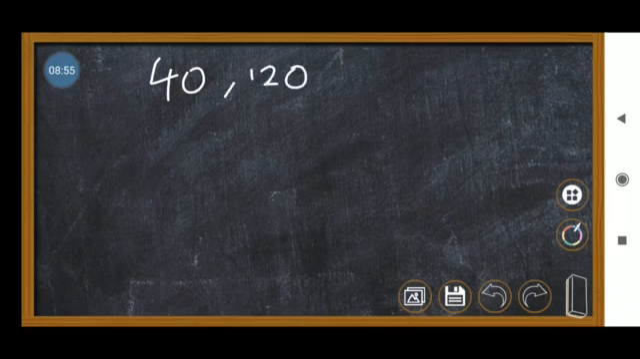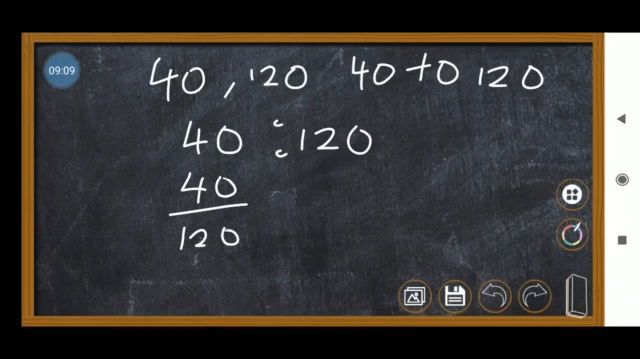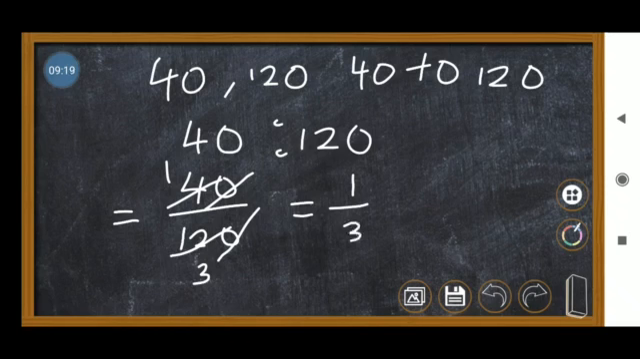Okay, the next two numbers. What are the next two numbers? 40, 120. So 40 to 120 means 40 is to 120, so 40 divided by 120. The 0s will cancel first, and 1 4s are 4, 3 4s are 12. So that means 1 divided by 3, so here 1 is to 3.